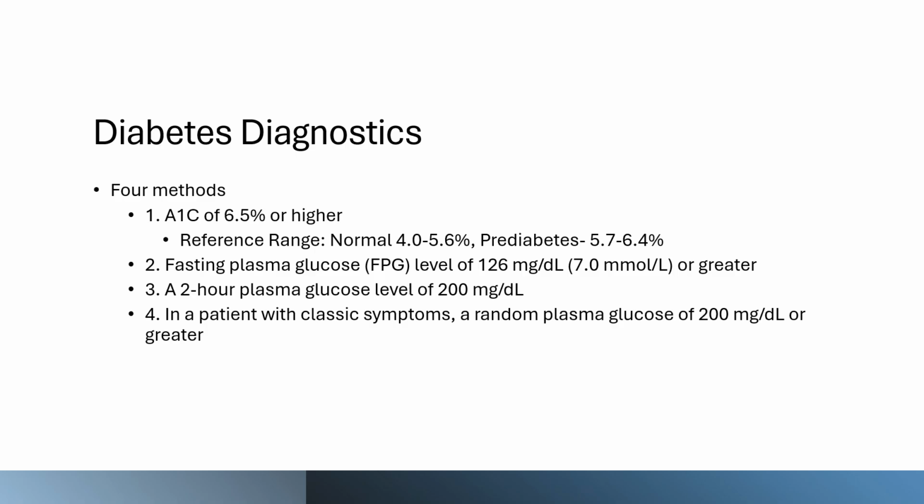Another method is the fasting plasma glucose, the FPG, and if that level is 126 or greater. A 2 hour plasma glucose level, those are usually the ones we look at with pregnant mommies, and if that is over 200 milligrams, then that's another diagnostic. And in a patient with classic symptoms, a random plasma glucose of 200 or greater. So these would be some of the diagnostics that we would use. I believe on page 1289, table 53.2 goes over the diagnostics.